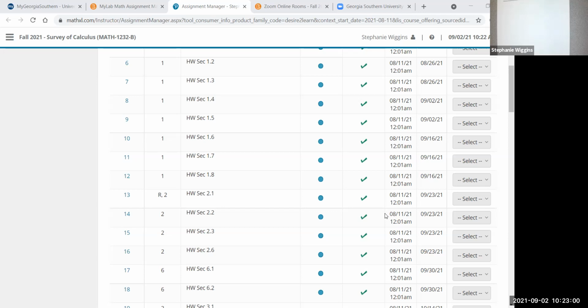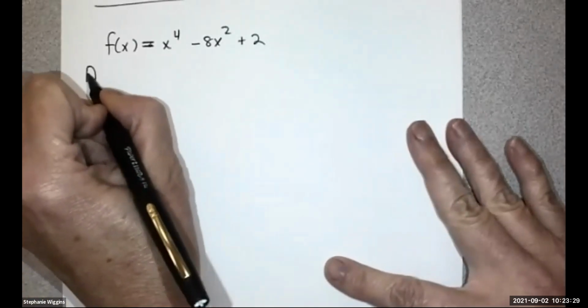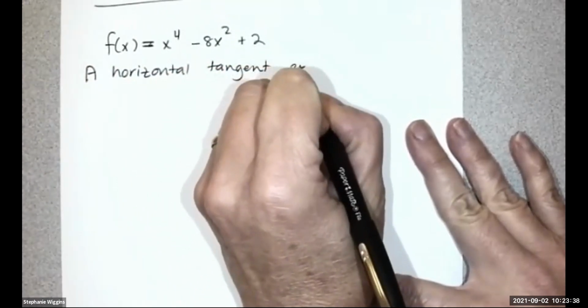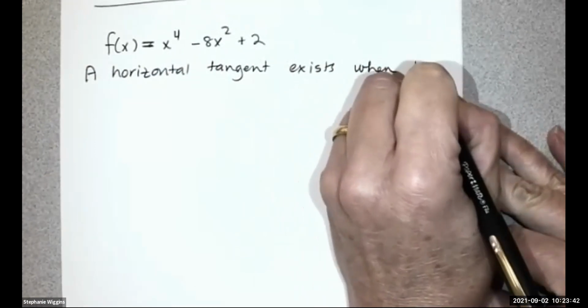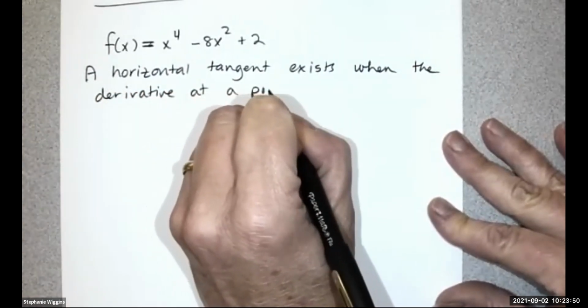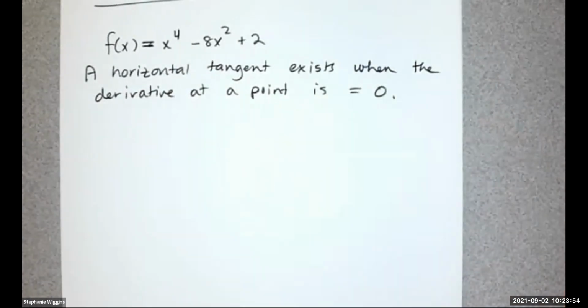So we have f of x equals x to the 4th minus 8x squared plus 2. And it says that we want to find the x values for where this has a horizontal tangent. So the important thing to remember here, a horizontal tangent exists when the derivative at a point is equal to 0. So if you want to find a horizontal tangent, then you take the derivative.